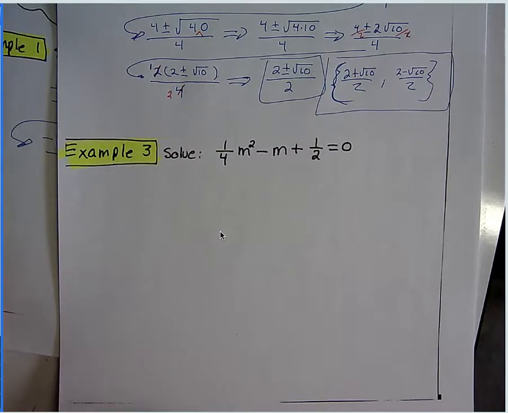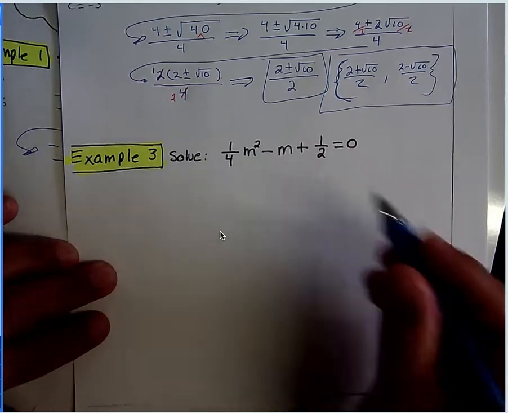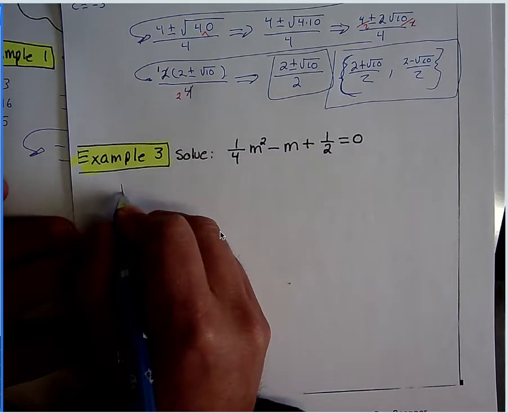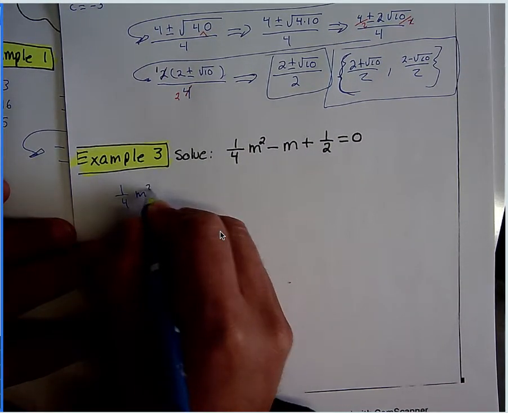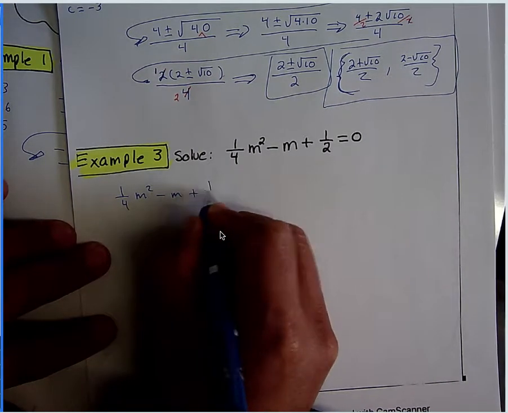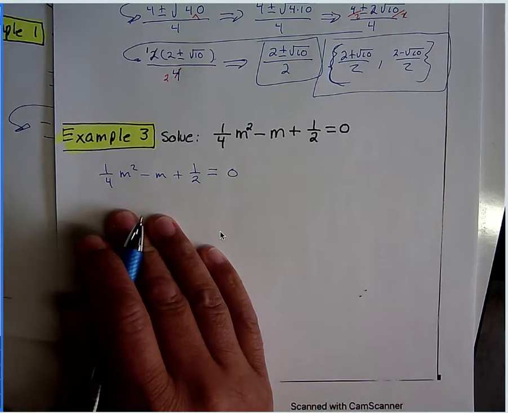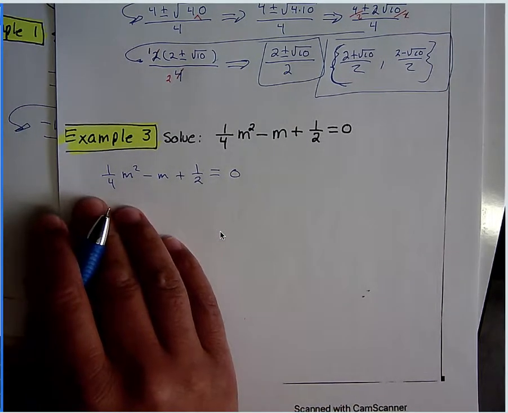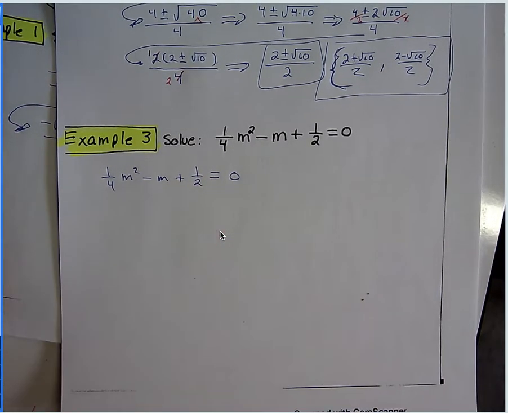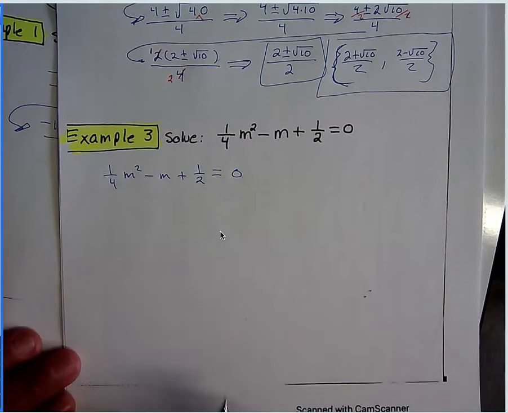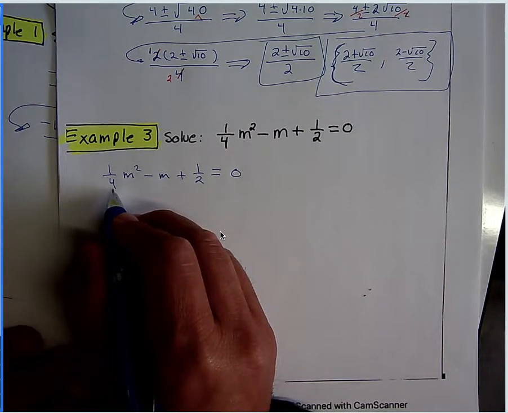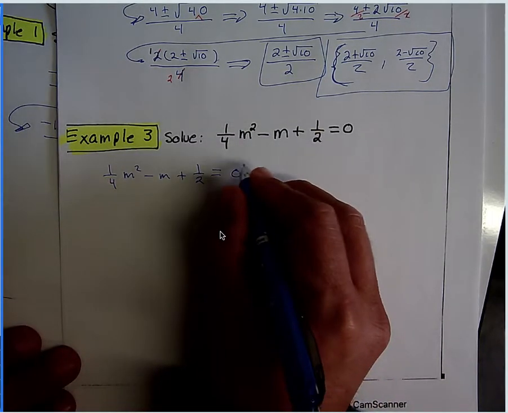So example 3 looks more complicated because it has these fractions. And I showed you the strategy on how to solve these fractions last semester. So we need to identify the A, the B, and the C, right? But before we do that, we don't want to have these fractions. So the best thing to do is to multiply the whole equation by the highest denominator.